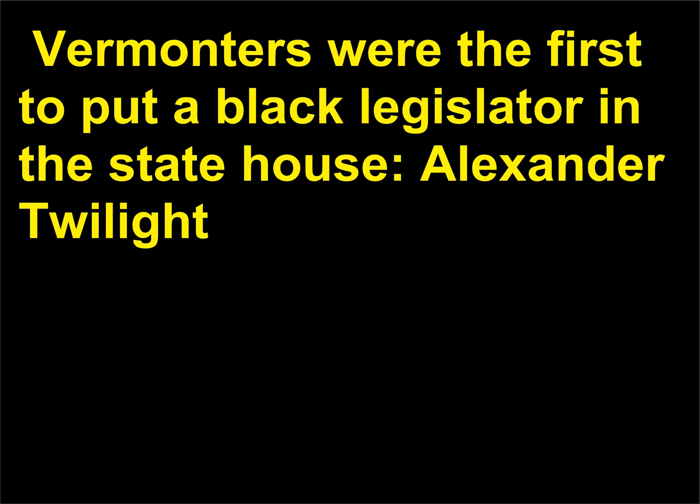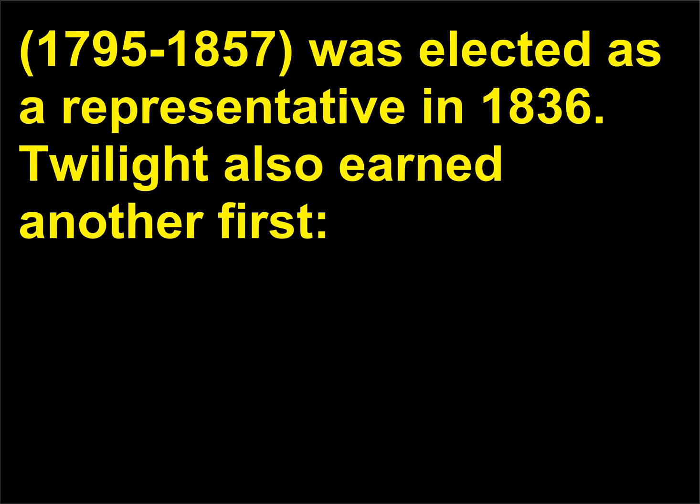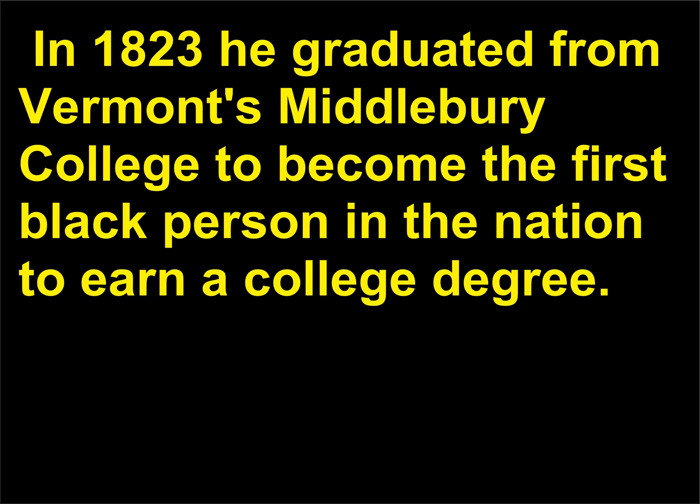Vermont's constitution also gave suffrage to all men, regardless of race. Vermonters were the first to put a black legislator in the state house, Alexander Twilight, 1795 to 1857, who was elected as a representative in 1836. Twilight also earned another first. In 1823 he graduated from Vermont's Middlebury College to become the first black person in the nation to earn a college degree.